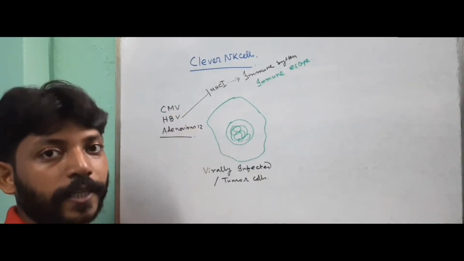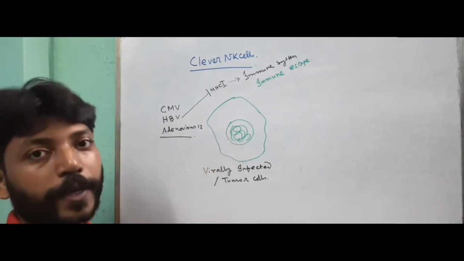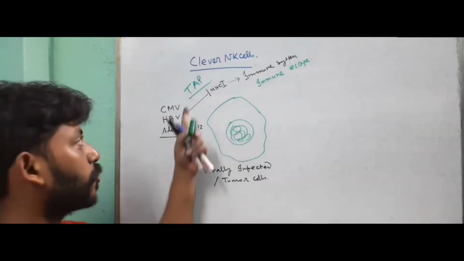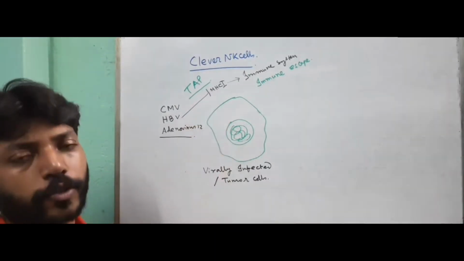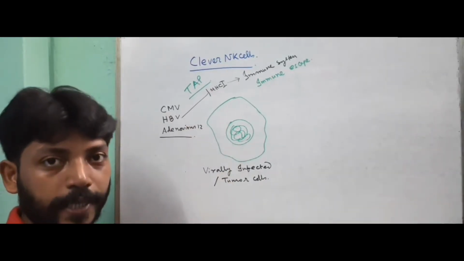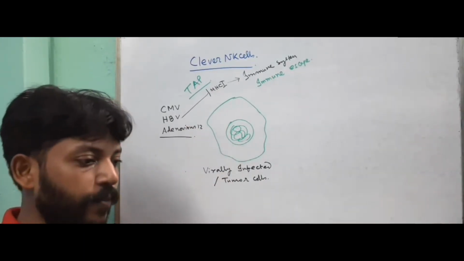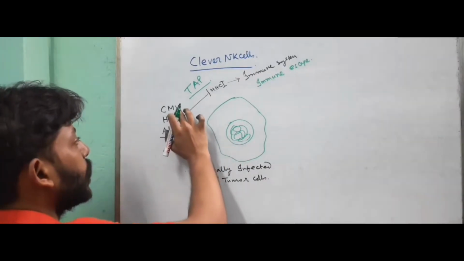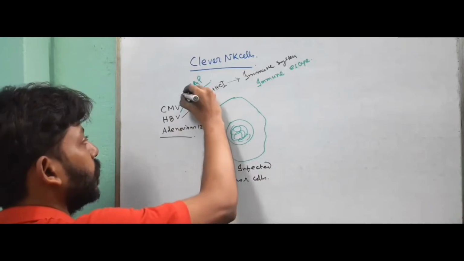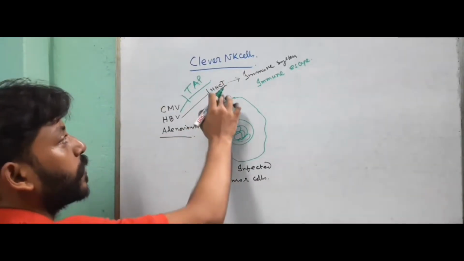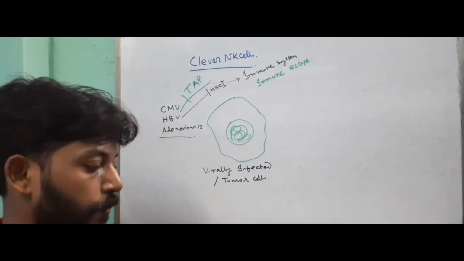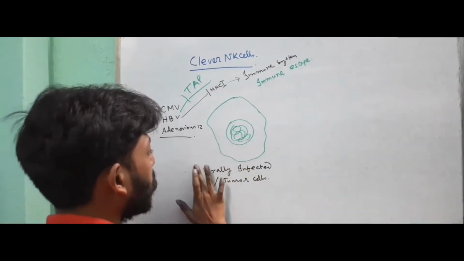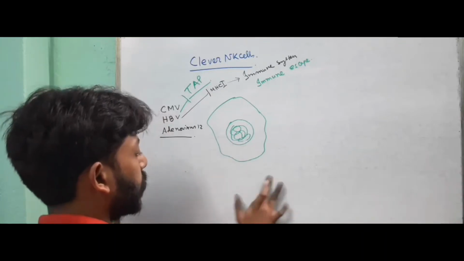Actually, this virus inhibits a protein that helps in the formation of MHC-I, that is called TAP protein. TAP means transporter associated with antigen processing. This protein is present in the endoplasmic reticulum and helps in the formation of the MHC-I molecule. So this CMV, HBV and adenovirus repress this protein so that MHC-I cannot be produced or is not functional.